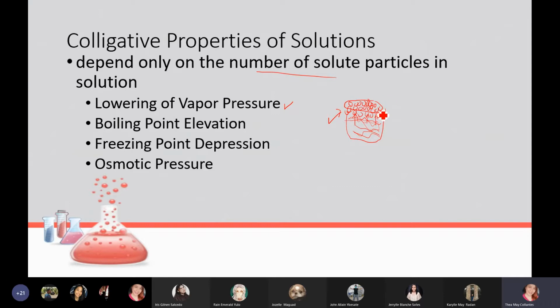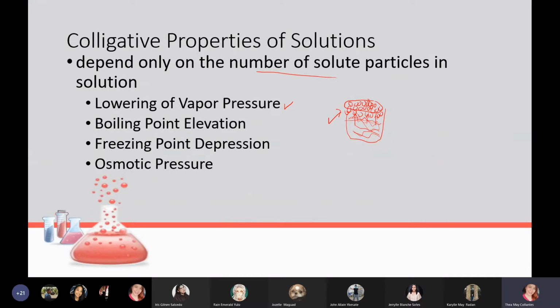It means I want to lessen the vapor. So, what should I do in order to have a lower vapor pressure here? Based on the definition of colligative property, it is a property that depends on the number of my solute. So anyone, guys, what should I do to lower my vapor pressure?